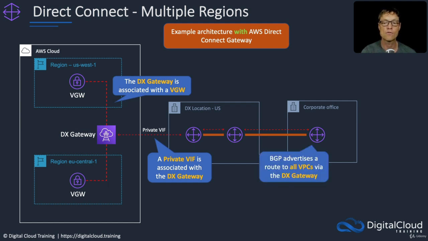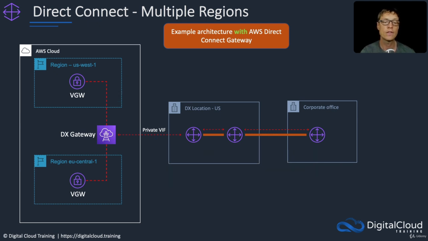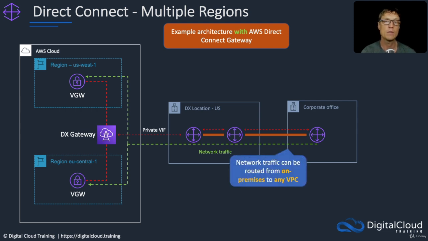BGP advertises a route to all VPCs via the DX gateway. And the traffic that's going from the DX gateway to these different regions is going over the AWS backbone. So it's using that consistent network experience of the AWS global network. Now, network traffic can go from the office to either region. So any of the VPCs connected, and of course I'm only showing two here, but you can have many regions that are connected to a DX gateway.